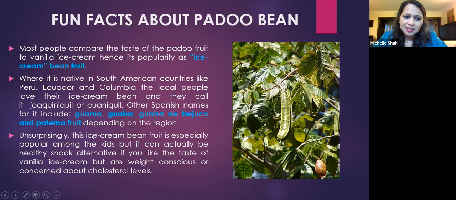Unsurprisingly, the ice cream bean is especially popular among children, and it can actually be a healthy snack alternative if the person likes the taste of vanilla ice cream. So it is a healthy fruit or bean. It's a bean fruit.